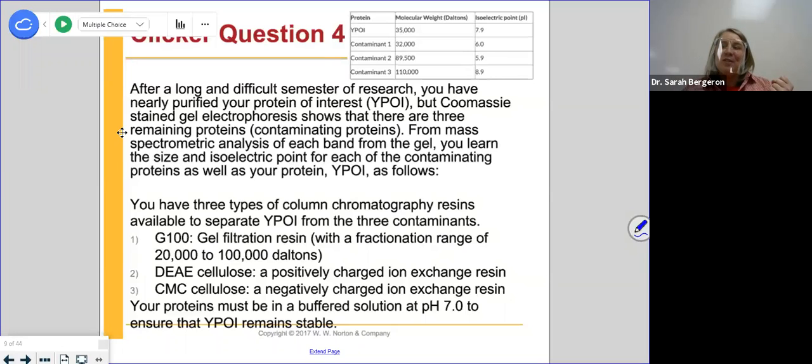But when you stained your gel electrophoresis with Kamasi, we have 3 proteins. When I look at those 3 proteins with a mass spectrophotometric analysis, if I analyze each of those 3 bands, I learn the size and I learn the isoelectric focusing point of all 3 of my contaminating proteins and my protein, okay? So I know I have a mixture of 4 proteins. I only want YOPI. I only want my protein of interest, right? I guess that's better than MOPI, right? YOPI.